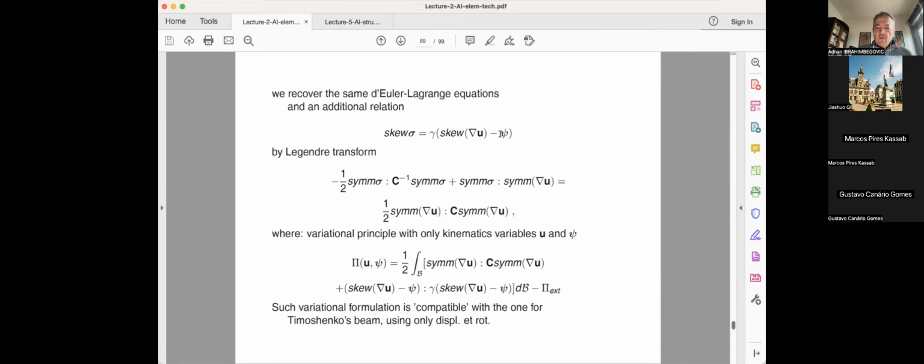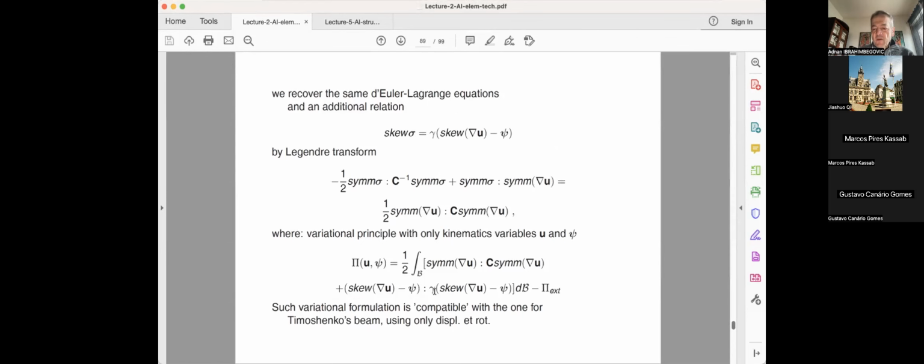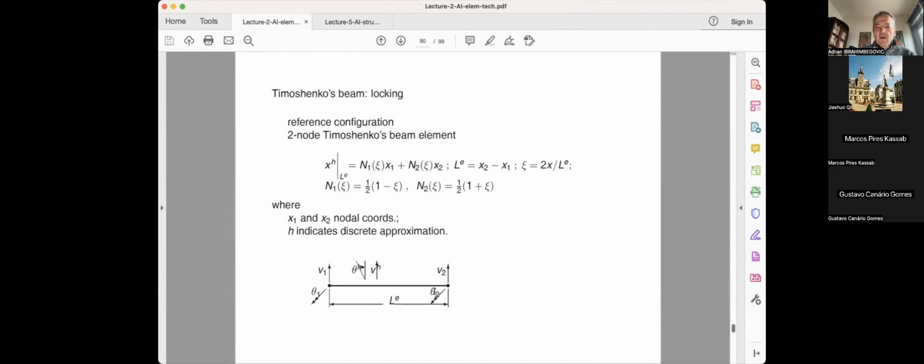The Legendre transformation would allow me to exchange the roles of sigma and u, and I can then reduce my variational formulation, which is regularized, to a two-field format where I have the contribution of the symmetric part of the displacement gradient, and a contribution of the skew symmetric part of the displacement gradient minus rotation through this regularization parameter, which is the shear modulus. So either this mixed format or this displacement type of format could be a starting point for building my finite element interpolation. But this is now talking about 2D problems.